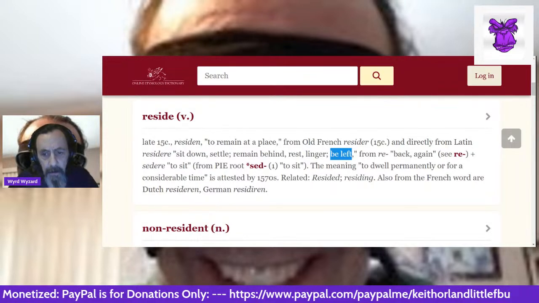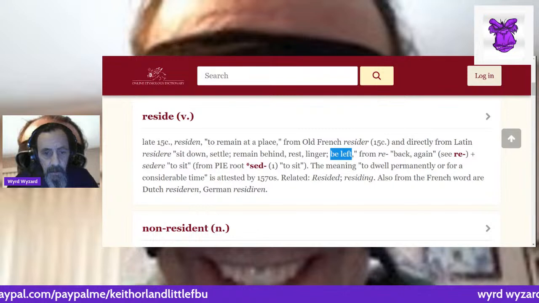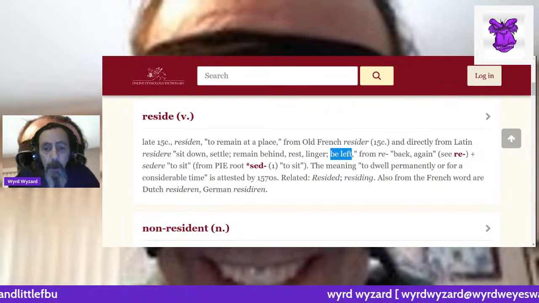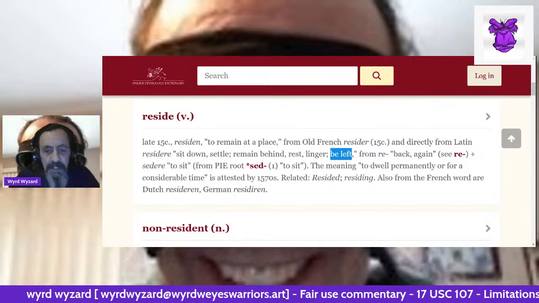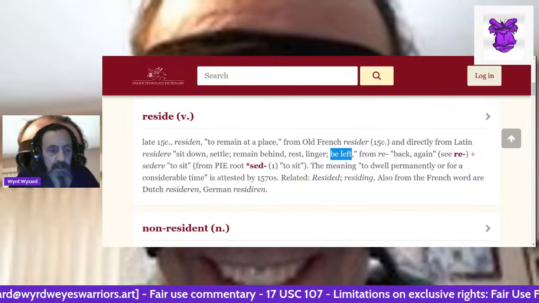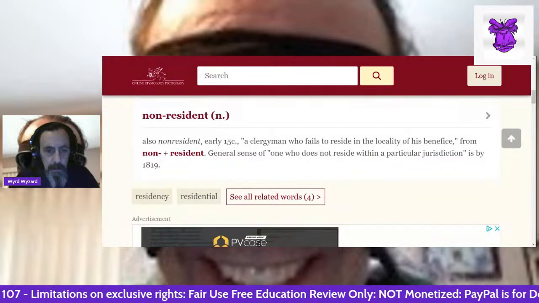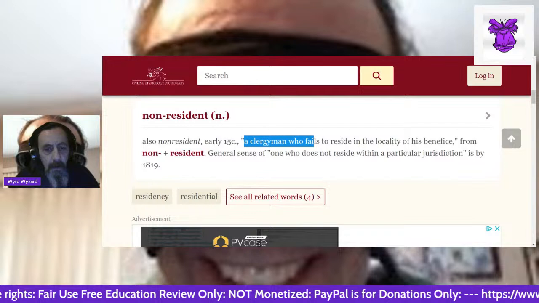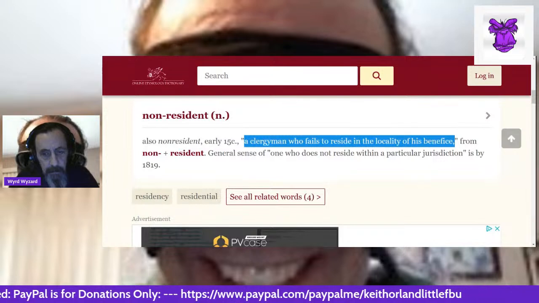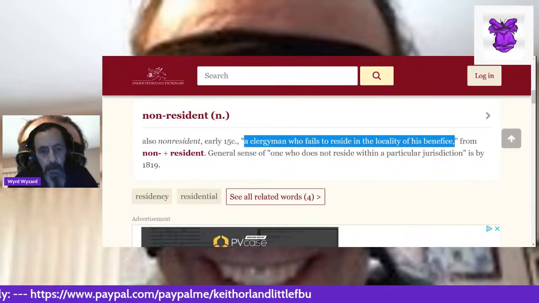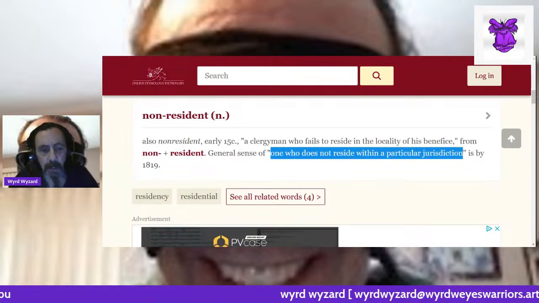From re, back and again, sedere, to sit. So to sit again. The meaning to dwell permanently or for a considerable time is attested by the 1570s. Resided, residing, also from the French, the Dutch resideren and German residieren. Non-resident: a clergyman who fails to reside in the locality of his benefice. One who does not reside within a particular jurisdiction.